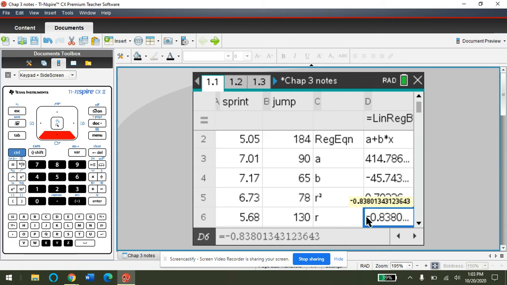So just make sure that you use checks and balances. If your graph is negative, your R needs to be negative. Just, you know, be careful with that. So let's do another problem.